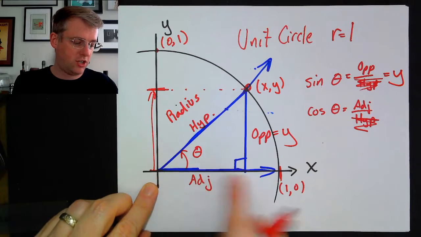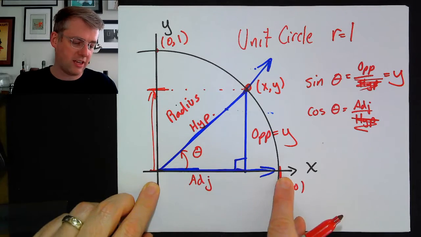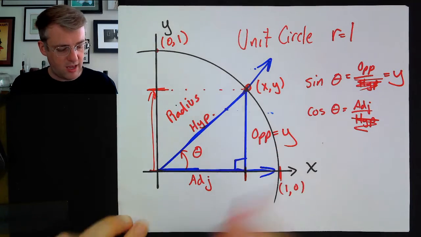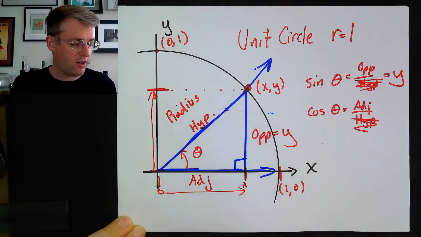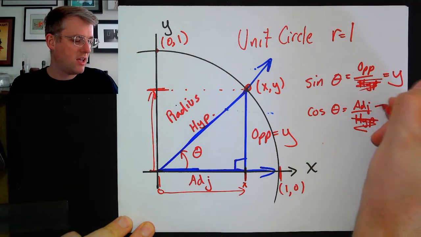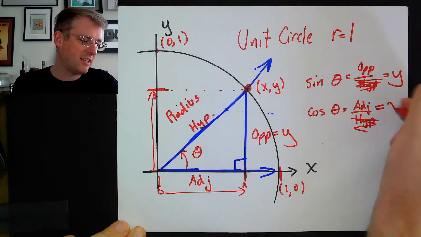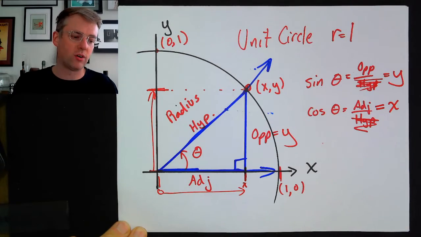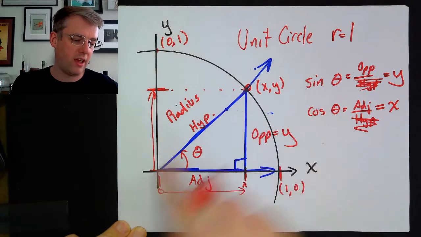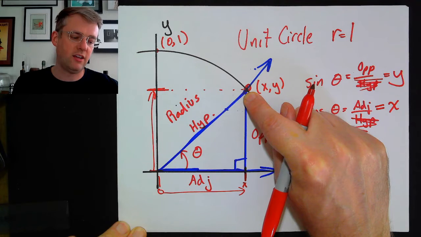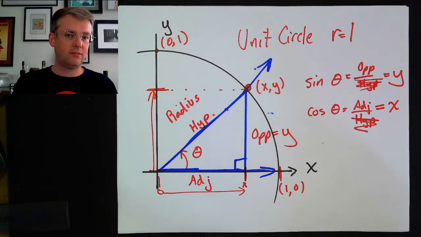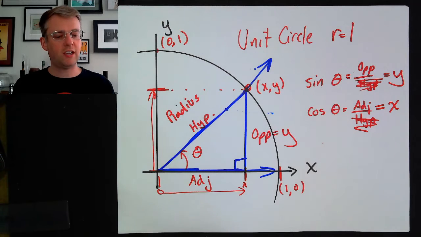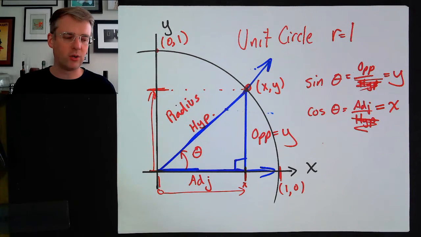Similarly, the adjacent leg goes right along the x-axis, and it goes from 0 to whatever value of x there happens to be. The length of the adjacent leg is the x value of that coordinate, where the ray of the angle intersects the unit circle. So, sine, y value, cosine, x value. That seems a little backwards.